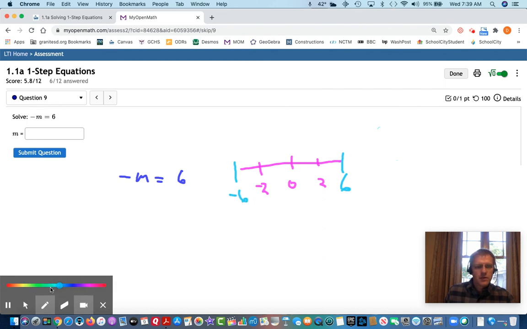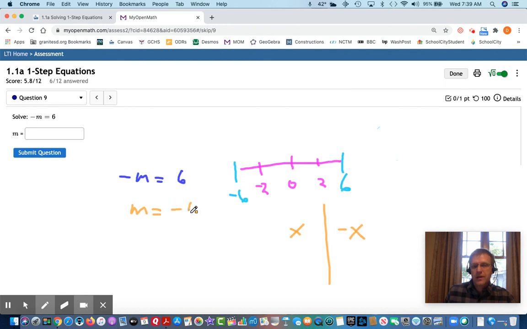Ooh, let's get a little trickier. What if we did x? What would the opposite of x be? Negative x, right? Okay, so this says the opposite of m is 6. So that must mean m is equal to negative 6, right? So in other words, I need this one to become its opposite, so this one has to also become its opposite.